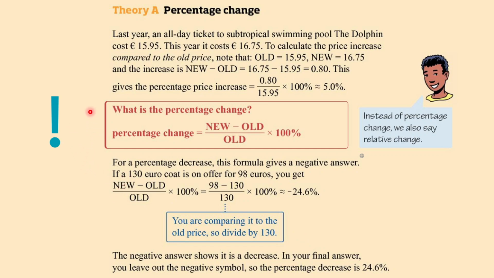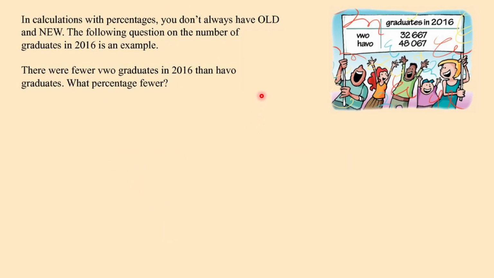I think this is quite doable because this is all time based. So just take a look at what is the newest thing, the newest date. That's going to be new. You get the result. That brings me to another thing. We don't always have things compared to time. So instead, we have something like this: there are fewer VWO graduates in 2016 than Vwo graduates. What percentage fewer? That's something like this, right?